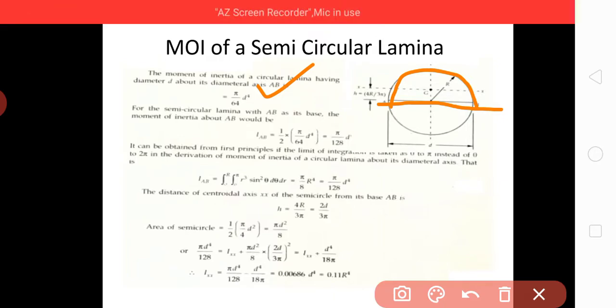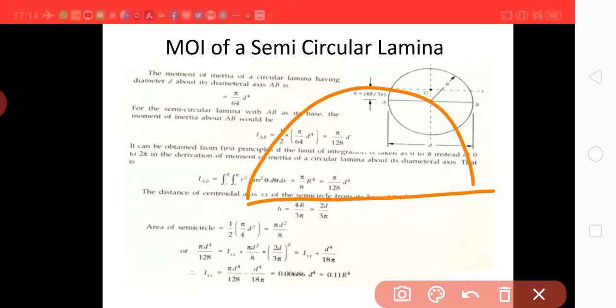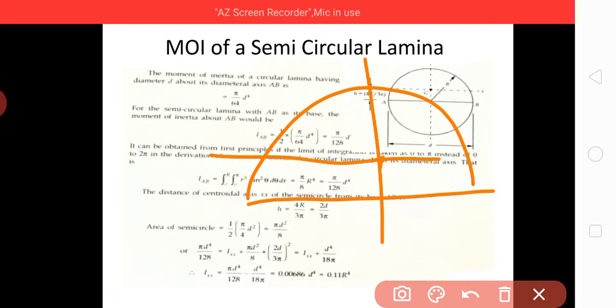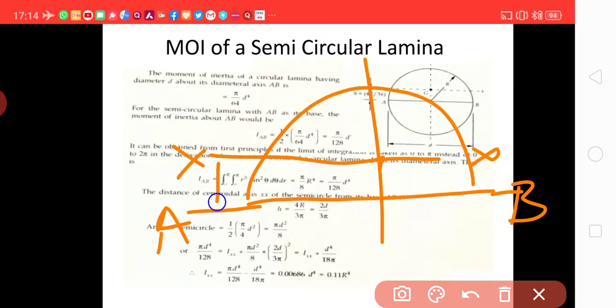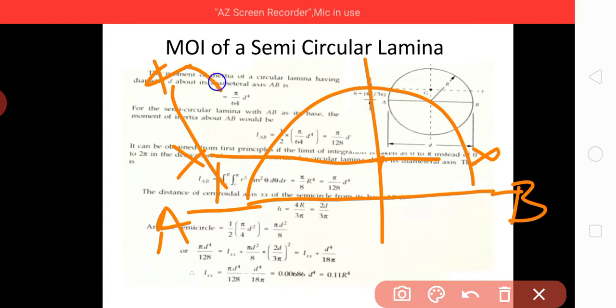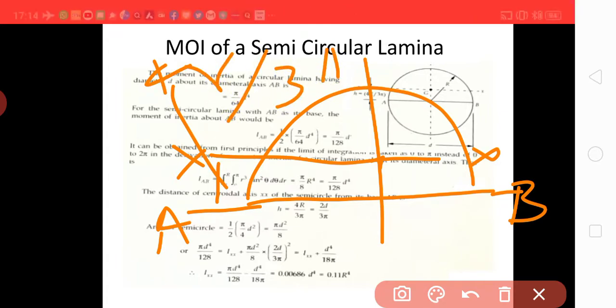But if you want to know its centroidal axis for the half circle, this half lamina, its centroidal axis will be here somewhere, which is about 4r upon 3 pi from the base AB. Its centroidal axis will be here, which is 4r upon 3 pi away from the AB.